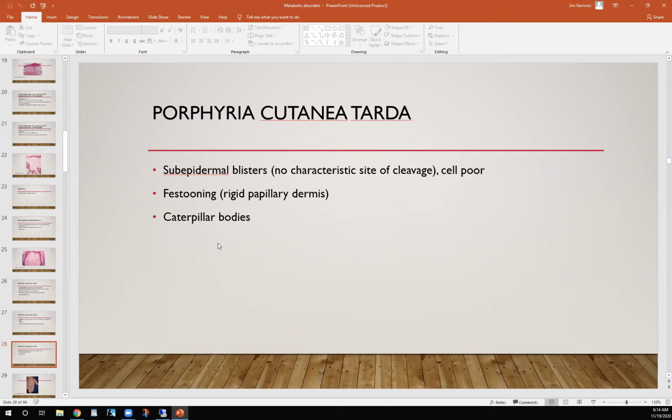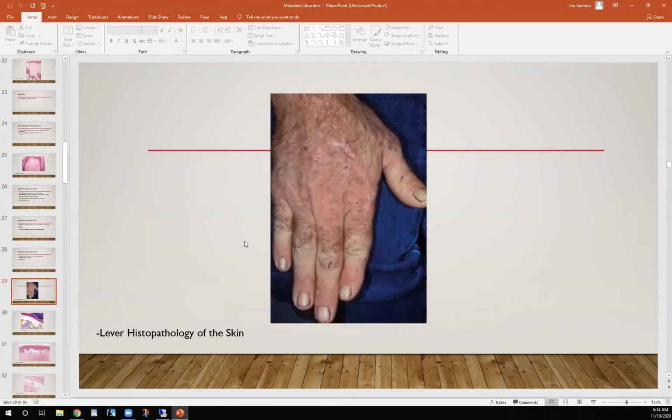Okay, I just mentioned the subepidermal blisters. You can get festooning of the papillary dermis. Again, I'll show examples of this. This results from a rigid papillary dermis, and that's where you get that. And the famous caterpillar bodies, which I'll show you. Here's a clinical image from liver.